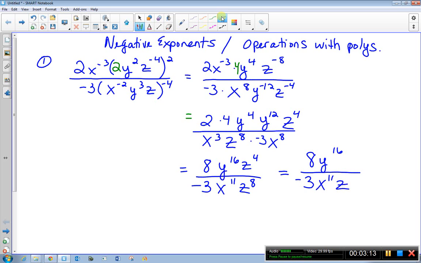And then 4 minus 8 is negative 4, but that needs to stay positive, so it goes in the denominator as z to the 4th. So that's a negative exponent example. The next one we're going to do is the operations with polys.